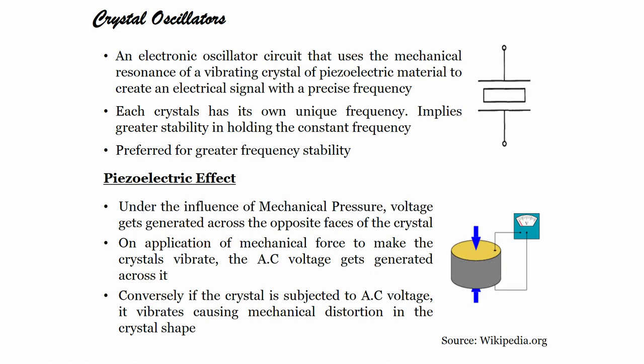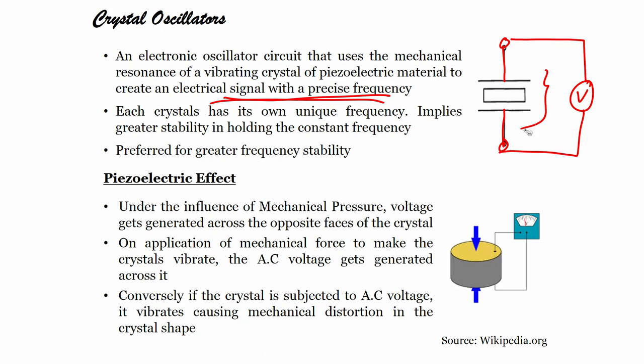Now, if I talk about crystal oscillators, let us see the screen. What we see here is an electronic oscillator circuit that uses the mechanical resonance of a vibrating crystal of piezoelectric material to create an electrical signal with a precise frequency. That means a crystal is used, and we draw a crystal like this. This entirely is a crystal, and then we take the output of the crystal. This output is nothing but an electrical signal, a voltage, and this voltage is generated because of the mechanical resonance of this particular crystal.